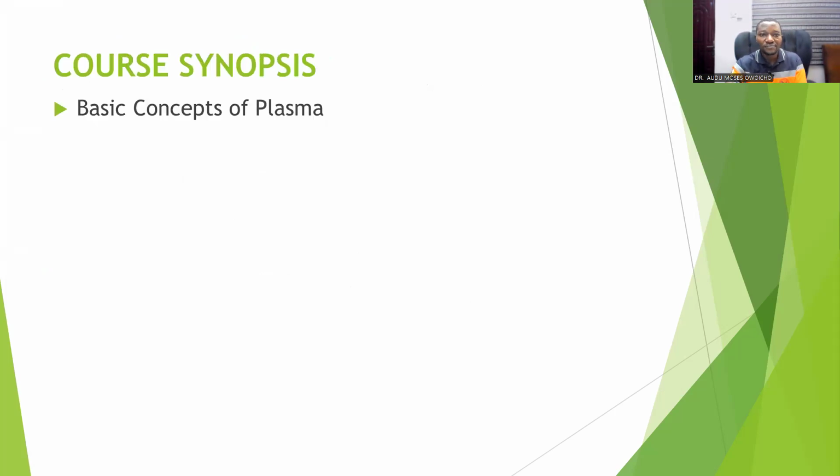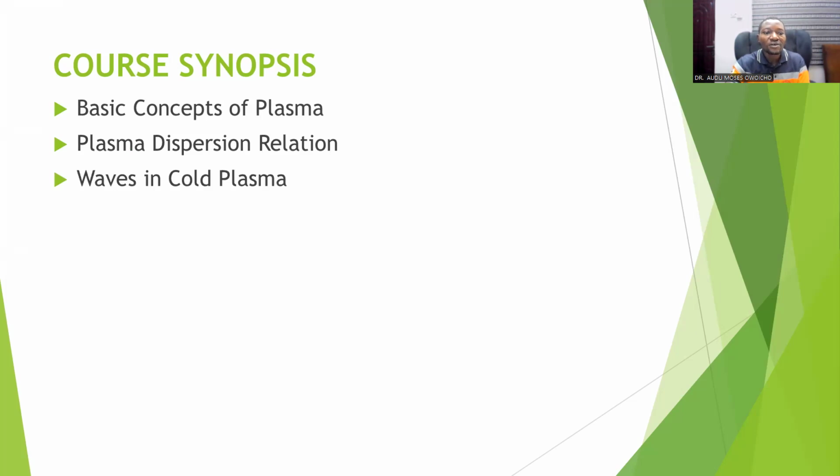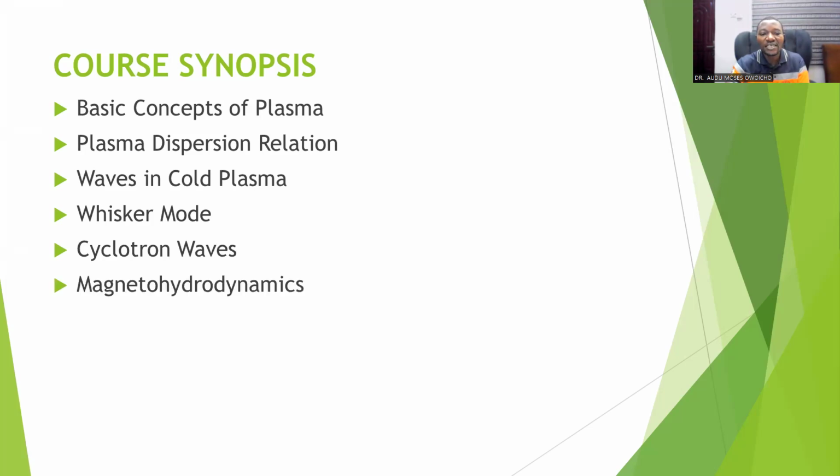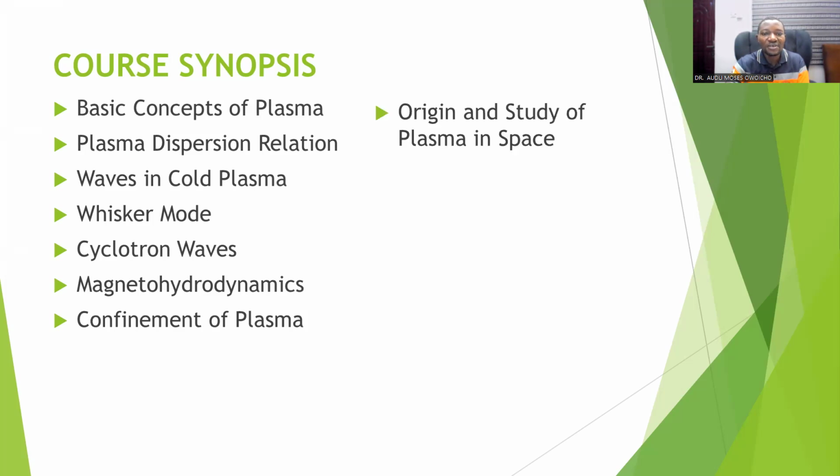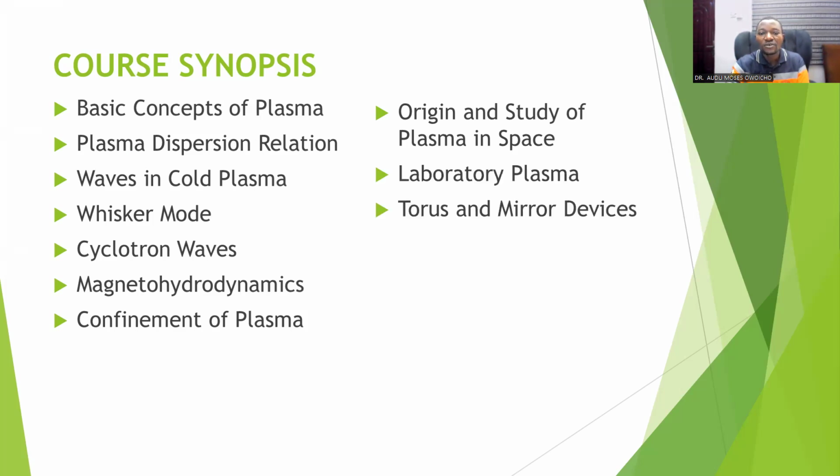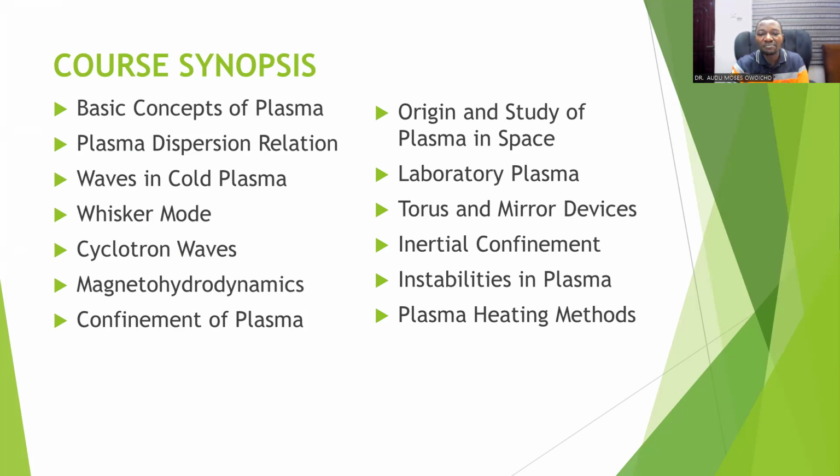Course synopsis. In this course, we shall look at basic concepts of plasma, plasma dispersion relation, waves in cold plasma, whistler mode, cyclotron waves, magnetohydrodynamics, confinement of plasma, origin and study of space plasma, laboratory plasma, torus and mirror devices, inertial confinement, instability in plasma, plasma heating and methods.